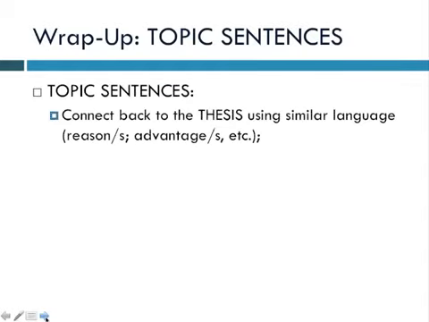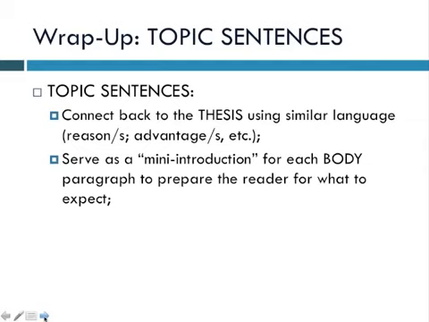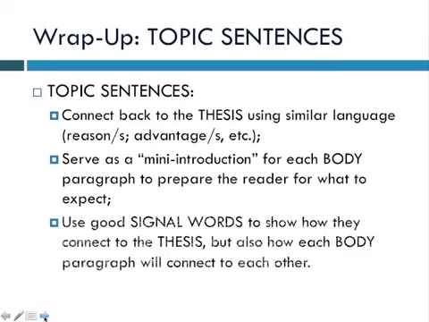So, topic sentences help connect back to the thesis, oftentimes using similar language, words such as reasons or advantages. They serve as a mini introduction for each body paragraph to prepare the reader for what to expect. And topic sentences also use good signal words to show not only how they connect to the thesis, but how the body paragraphs are going to connect to each other. So again, if I'm using a sequence signal, one paragraph is going to say first, and then the next paragraph will show how it connects by saying second or another reason. So again, topic sentences are very important in getting people to be able to follow the ideas that we're trying to explain.